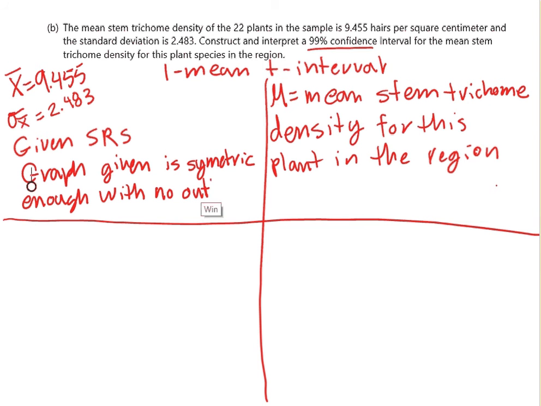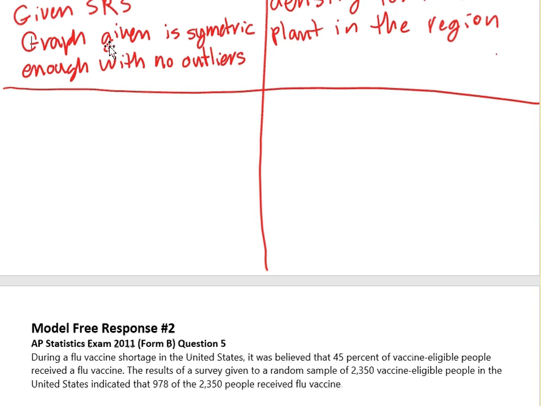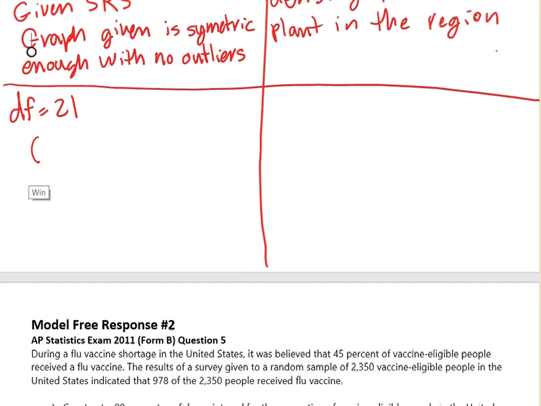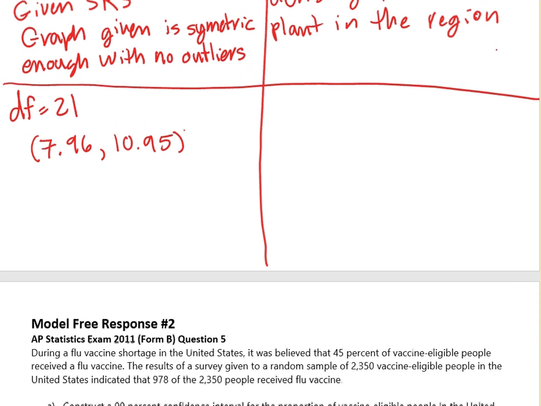Okay. So once we've defined our parameter of interest and we've checked our conditions, then we're going to want to go ahead and run the confidence interval. So here our degrees of freedom is 21. Now I went ahead and typed this into my Inspire, which we're going to go over tomorrow, but my interval is going to be 7.96 to 10.95. And remember, we're measuring this, so it's hairs per centimeter squared. Okay, and the formula here would be x bar plus or minus that margin of error.